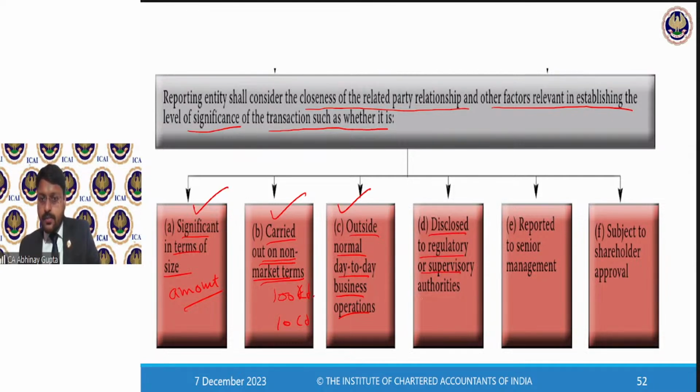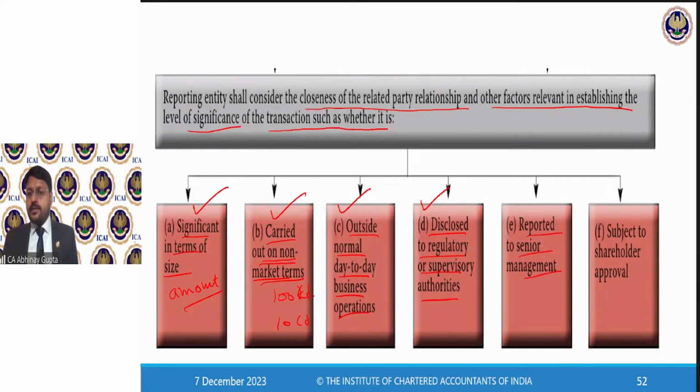Disclosed to regulatory or supervisory authority. So if any transaction between the reporting entity and the government or a government related entity has already required approvals and disclosures or submissions to some regulator, then those transactions are considered, by virtue of this clause, important, hence need to be disclosed.